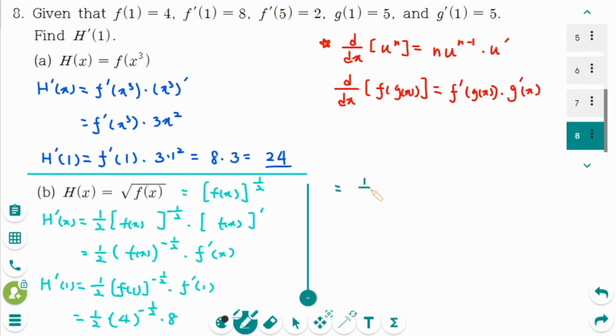equals 1 over 2 times 2 squared to the power of minus 1 over 2 times 8, 1 over 2 times, cancel, 2 to the power of minus 1 equals 1 over 2 times 8, which is 1 over 4 times 8. The final answer is 2.